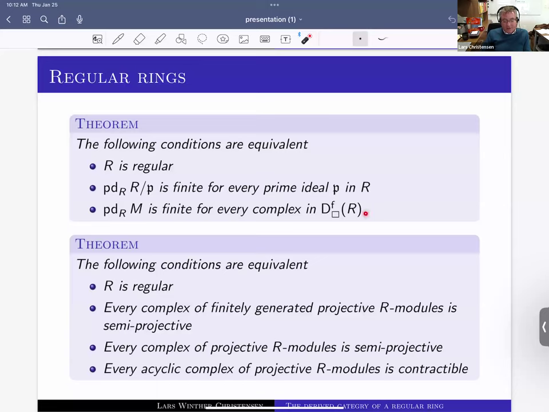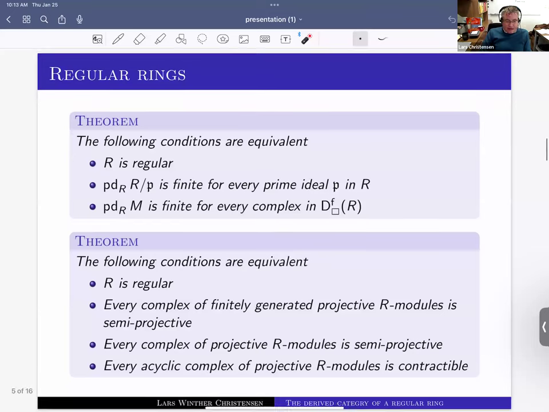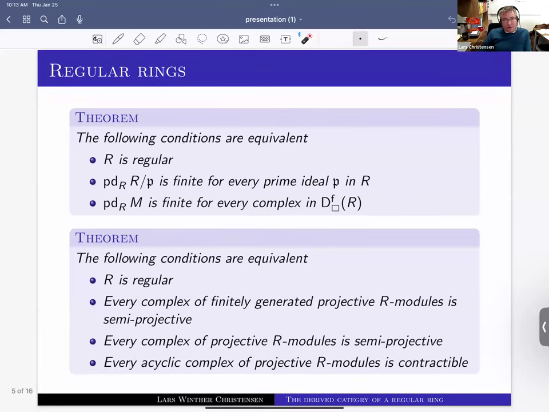And of course, the proof of this is where the Bass-Murthy theory comes in, because the key is that finiteness of the projective dimension of an object like this globally can actually be detected locally. So that's the connection between finite projective dimension of these objects and the ring being a regular local ring at every prime. So that's background on regular rings.